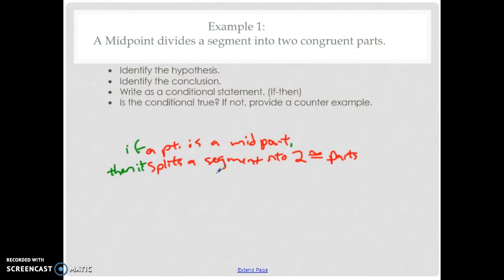So you're taking your hypothesis and your conclusion for a conditional statement. You're literally just putting an if and a then in front. So is this conditional statement true? If a point is a midpoint, does it actually split a segment into two congruent parts? So if I have a segment here, AB, and I draw a midpoint, does it actually split the segment into two congruent parts? And it does. So it's actually true. So we don't need to provide a counterexample. Is it true? Yes.